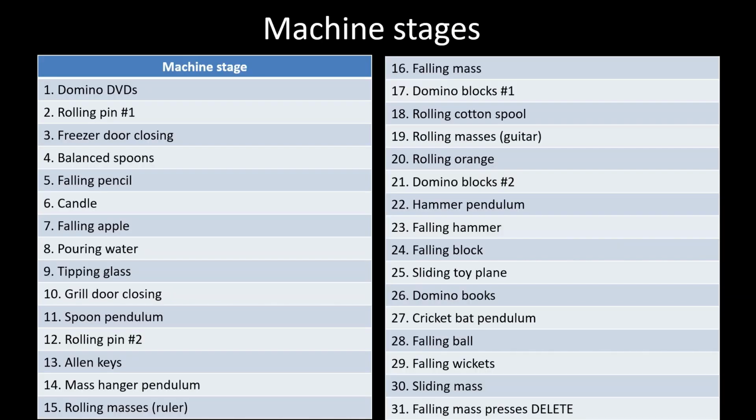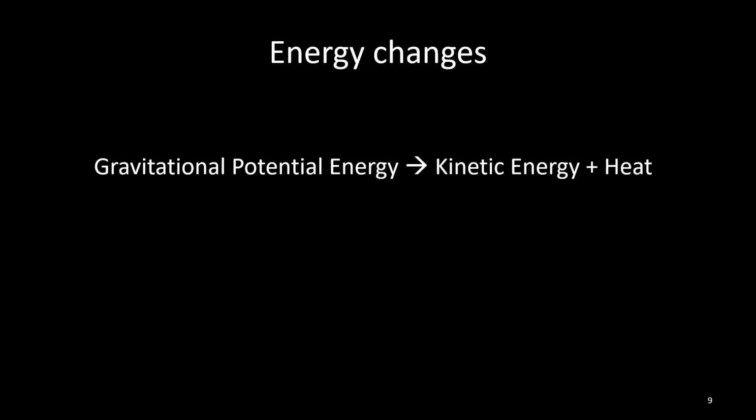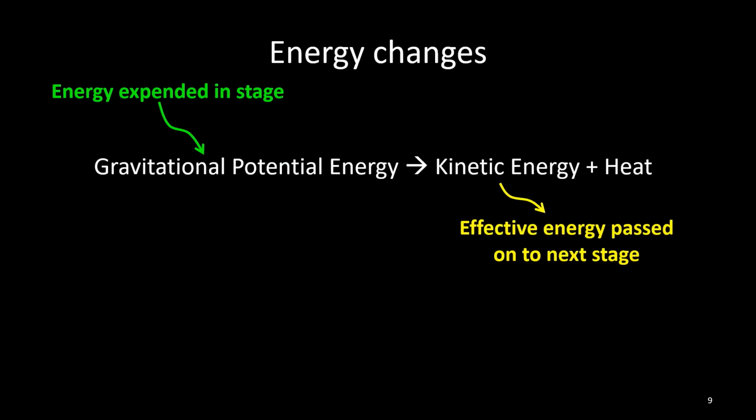So in that machine, there are 31 different stages that all transfer energy along through the system. In virtually every stage, what's happening is that you have a transfer of gravitational potential energy, which is the energy expended. Each stage has some gravitational potential energy in it to start with, and that is converted to kinetic energy, which is the effective energy, which gets passed on to the next stage, or at least some of it does, and you have heat loss, so energy being lost effectively from the system.